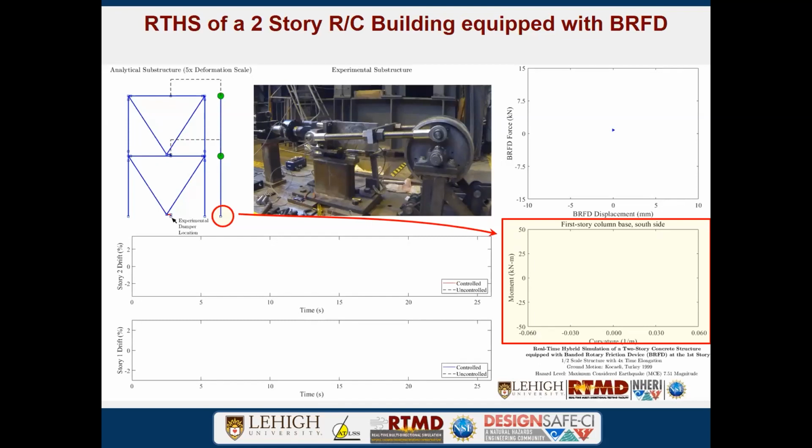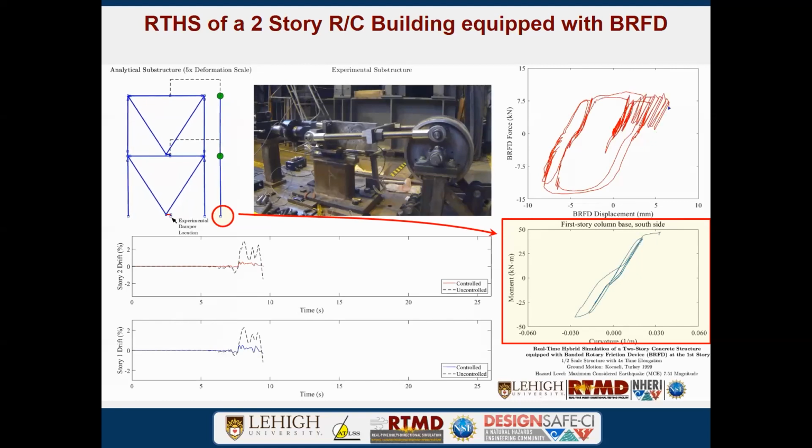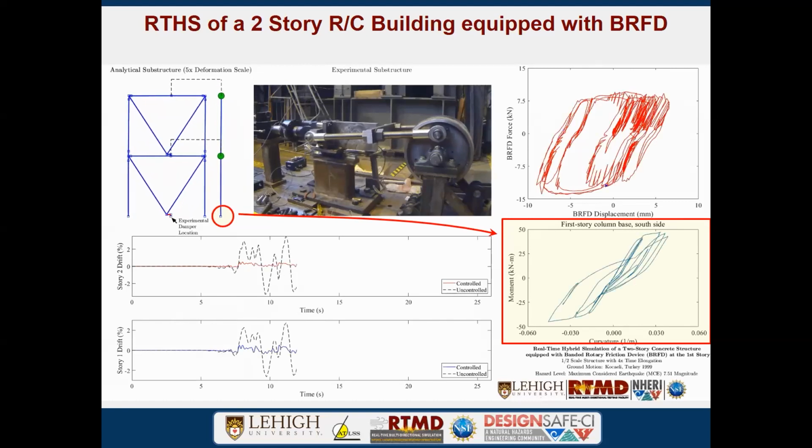So you can see, on the top right graph is the force-displacement loop we measured in real time, emphasizing its energy dissipation. And the bottom right graph is the moment-curvature of the first story column. So you see this nonlinear behavior. And also we compare the story drift with the uncontrolled case, where there are no dampers installed. You can see we have a significant improvement by comparing the controlled and uncontrolled cases.